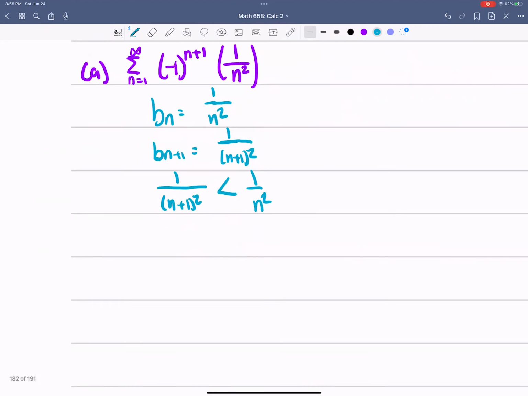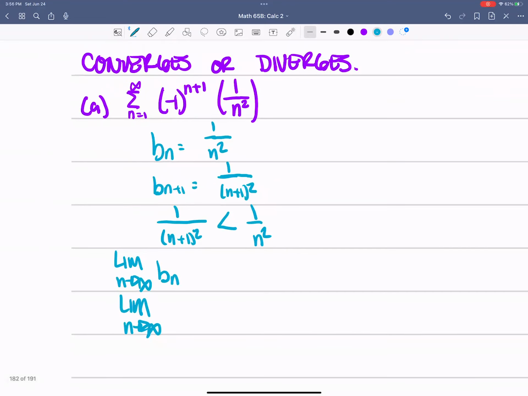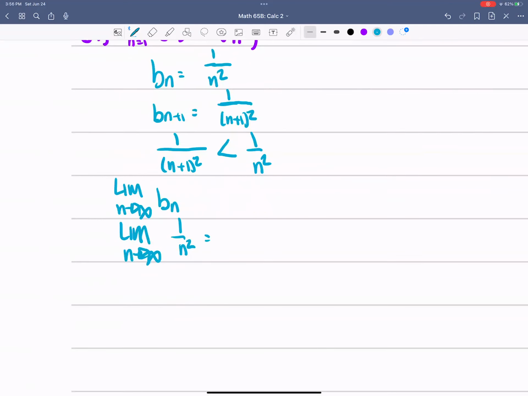Now that condition 1 is satisfied, we go over to condition 2. We take the limit as n approaches infinity of b sub n. If this is equal to 0, then it converges. If it's not, then it diverges, or we'll answer that when we come to it. But here we're looking at the limit as n approaches infinity of 1 over n squared, and that ends up being just 0. So this converges to 0.